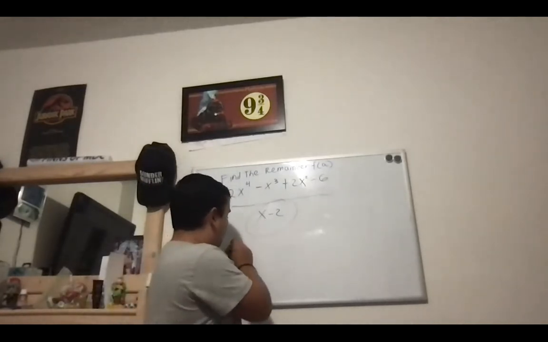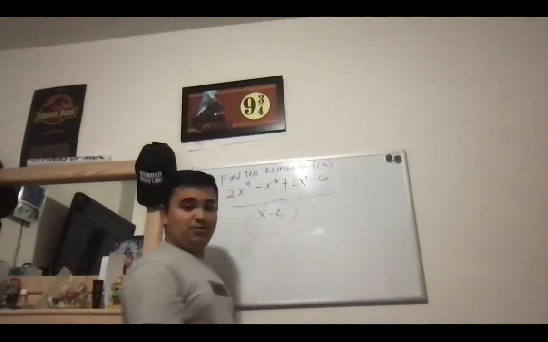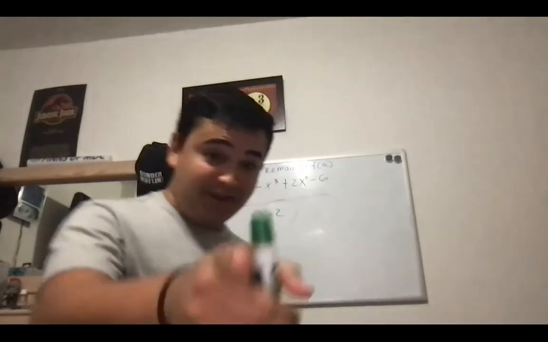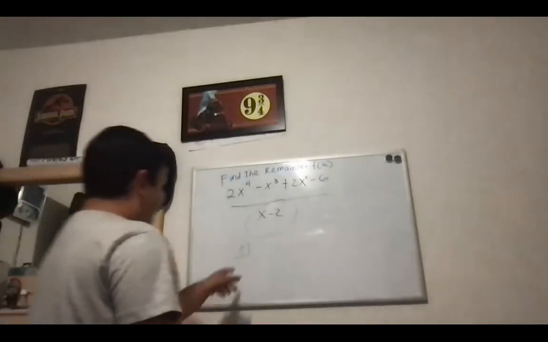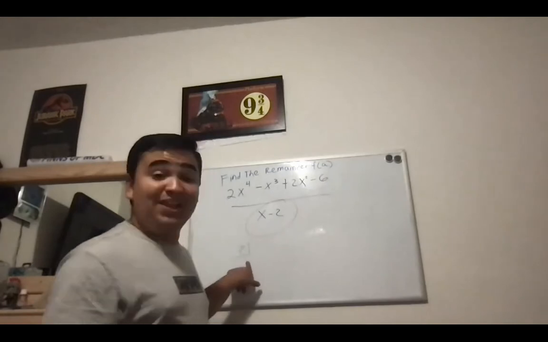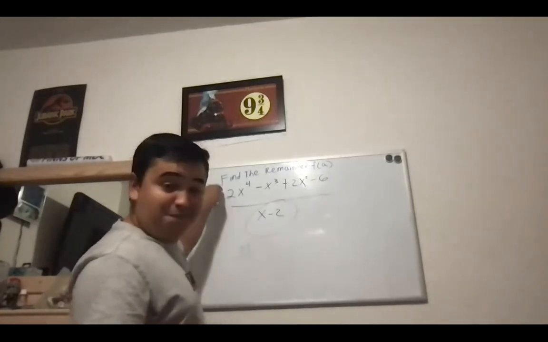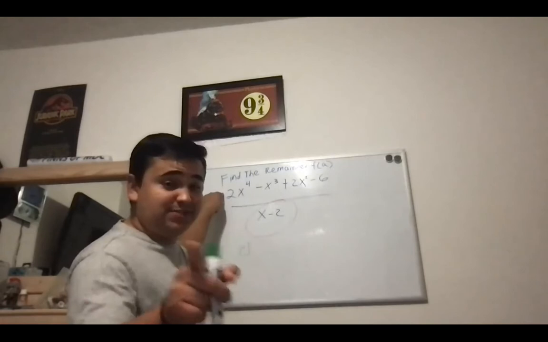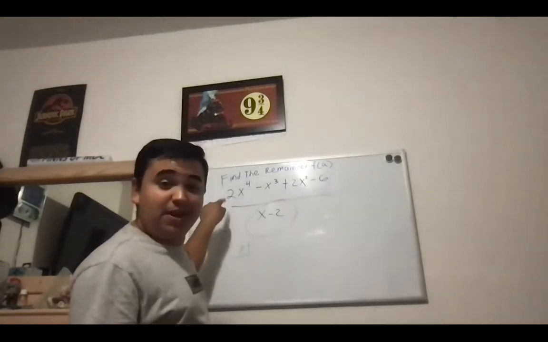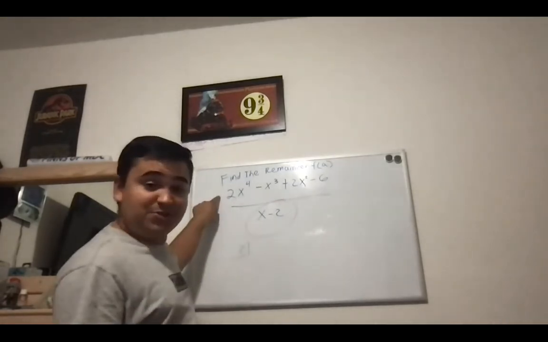We have that 2 here. We have my 2 in the box, for any Timberlake fans out there. And what we will do is list every single coefficient from the dividend in order to divide it. Start with 2.